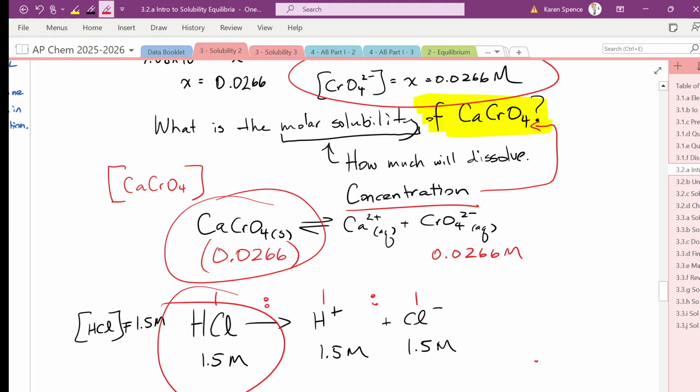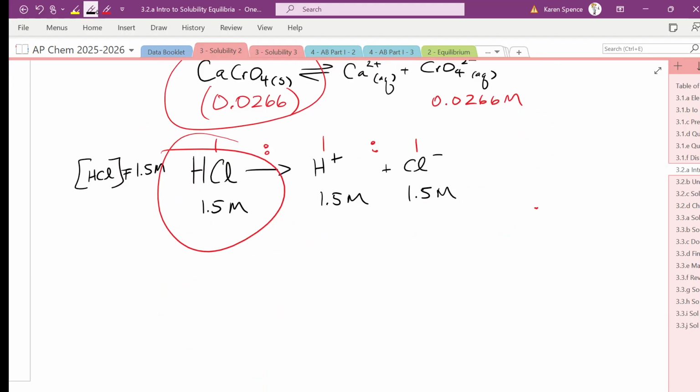0.0266 moles per liter. So that's how much I say the concentration of calcium chromate is. That's how much managed to dissolve. And that's the reason why whenever we talk about the concentration of a weak acid, we're always talking about the initial concentration, because it's the same principle.